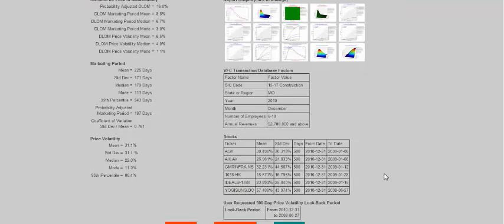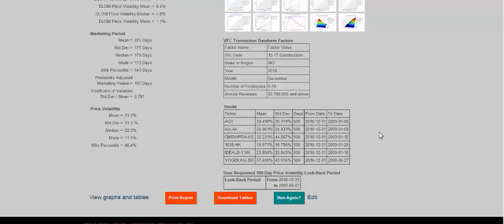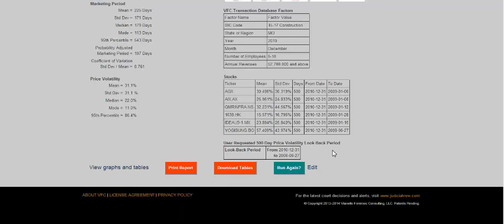Next, on the right-hand side of the screen is a table that presents the marketing period factors that were selected by the user, and a second table that provides the guideline stocks or indices provided by the user for purposes of calculating price volatility, and finally, the price volatility measurement period that was selected by the user.